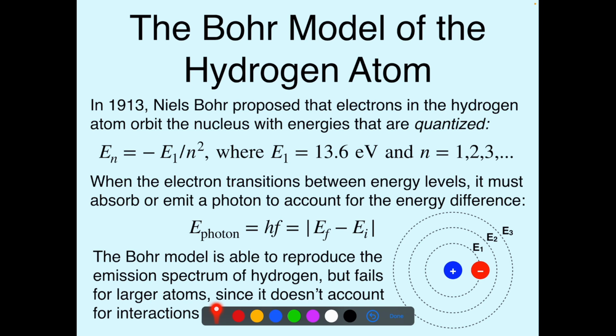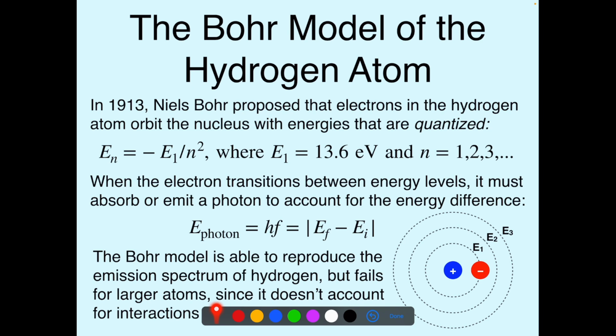If we have energy E2, it's orbiting at a greater distance out here. And then if it's at energy E3, it's orbiting at an even greater distance. And you can see how as the energy goes up, the electron gets further and further out from the nucleus. Okay, but again, there's gaps in between, so it can't just take on any energy level.